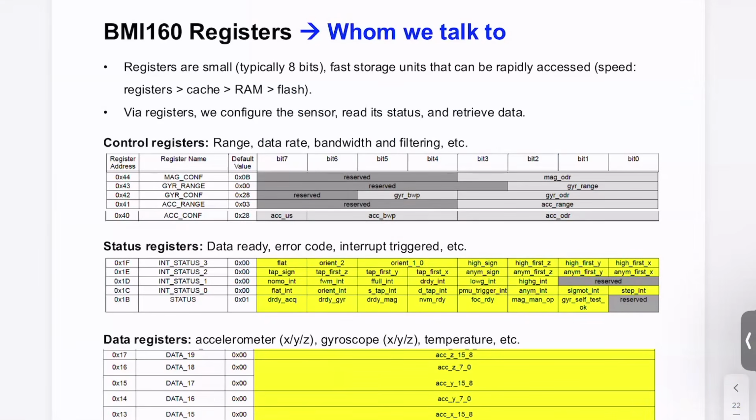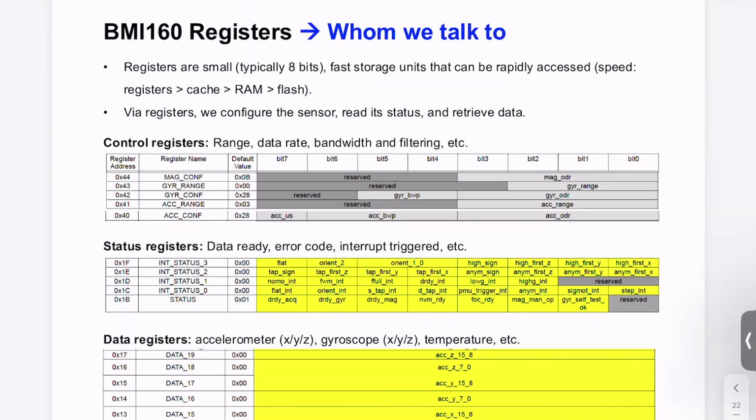So we need to talk to our accelerometer. But when we say we talk to the accelerometer, who are we really talking to? We need to configure the accelerometer. We need to configure the range: what's the measurement range of the accelerometer? Then what's the data rate? And what filters do you want to use on the accelerometer? We have to configure the sensor.